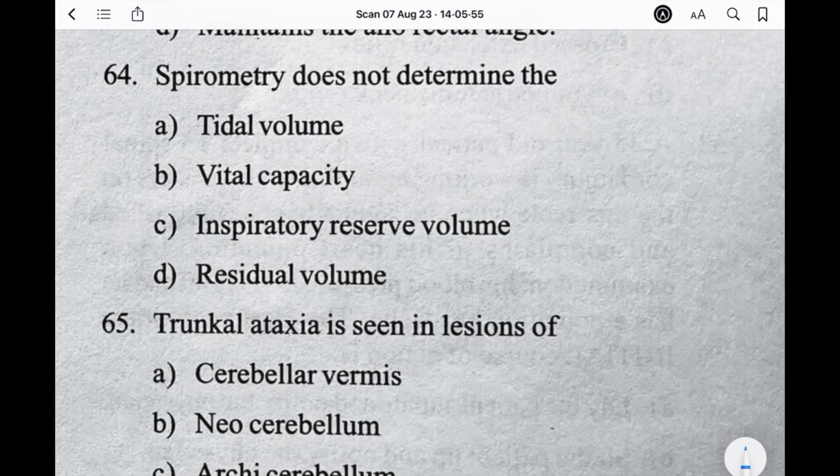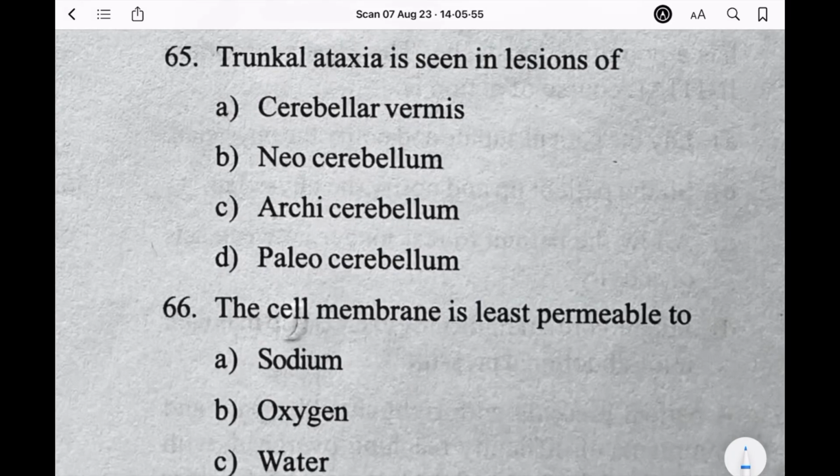Question number 64. Spirometry does not determine. The options are tidal volume, vital capacity, inspiratory reserve volume, and D, residual volume. So the correct answer is D. Residual volume.